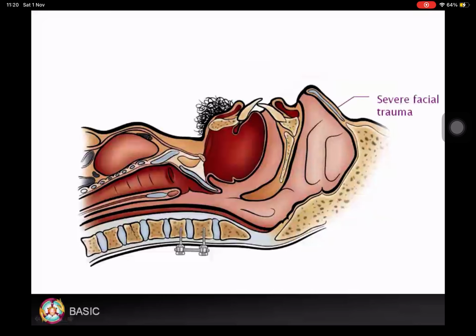facial trauma, high curved palate, large or swollen tongue, and limited neck movement.